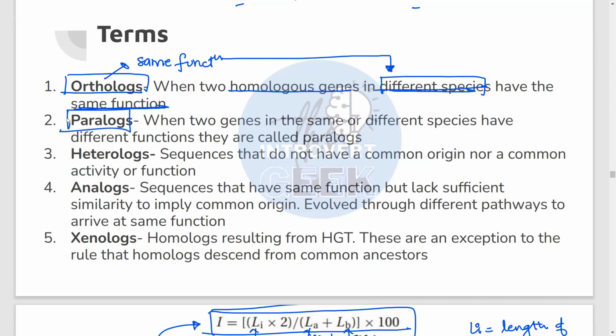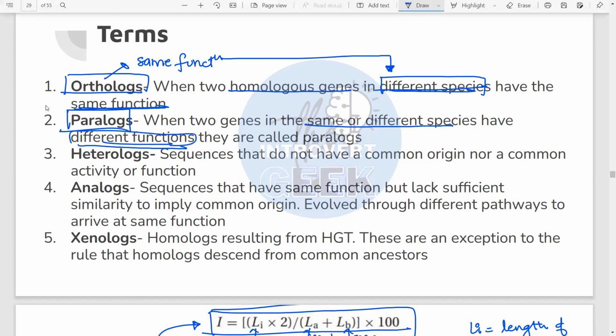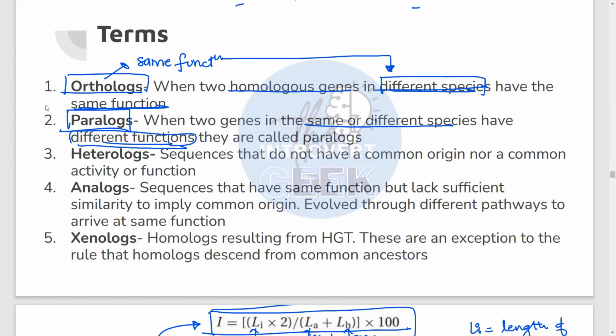Then what are paralogs? Paralogs are when two genes, maybe in same or different species, have different functions. So two homologous genes that are present in same or different species having different functions are called paralogs. Okay. So although they are homologous sequences, they do not perform the same function. They are paralogs. Orthologs, they may be of different species. Okay. The homologous genes may be of different species, but they perform the same function. Paralogs, they may be of the same or different species, having homology but completely different functions. One is the result of a convergent evolution, the other one is a result of a divergent evolution.